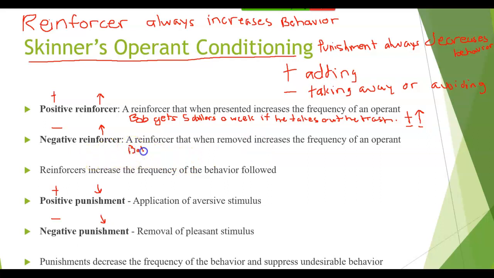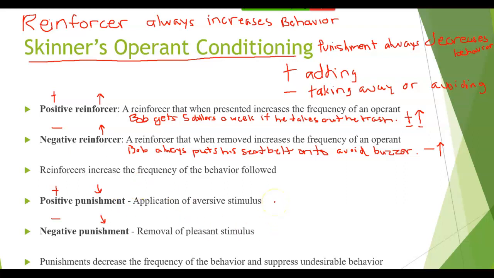Negative reinforcement. Bob always puts his seatbelt on to avoid the buzzer sound. Okay, so with that, he is increasing his behavior to avoid the buzzer sound. So something's being taken away. Okay. All right.